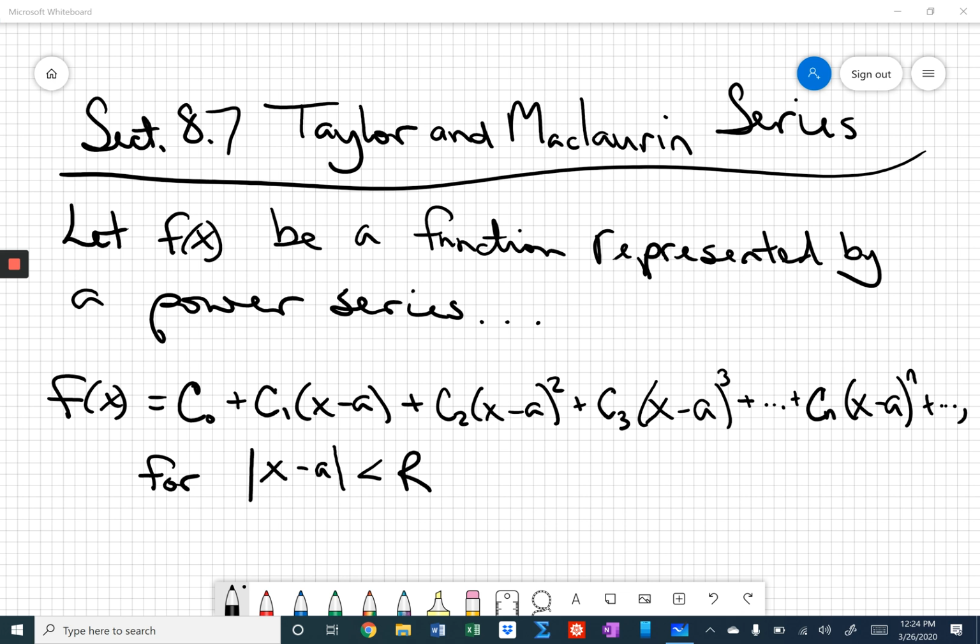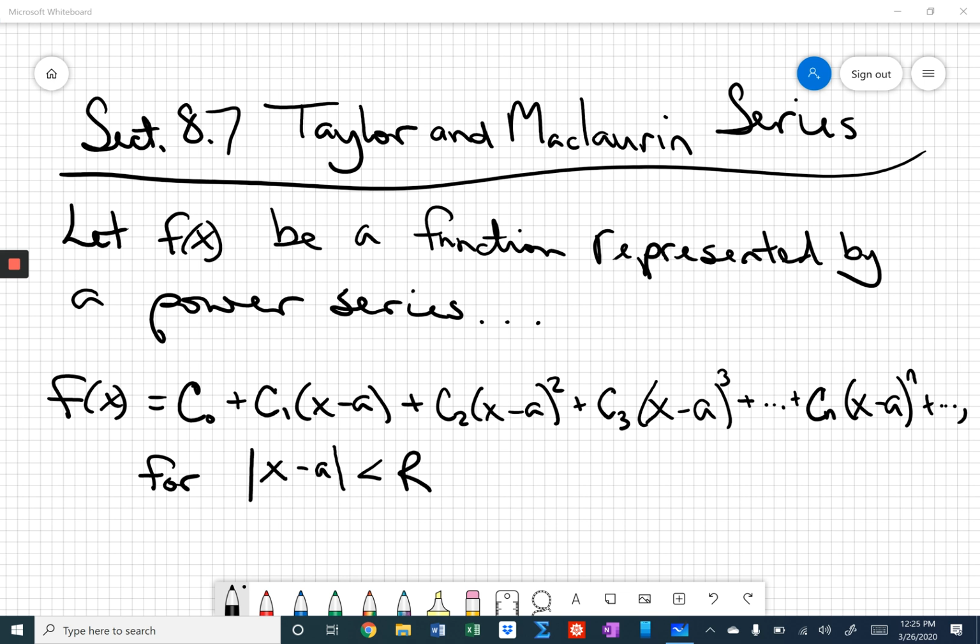Now, let me be clear from the start. Taylor and Maclaurin series are power series, but they have these special names based on just some mathematicians in the history of mathematics. And Taylor and Maclaurin series themselves are related to each other in a certain way, which we'll get to later in this section. So we're just dealing with power series, and we're looking for a general method for generating power series for other functions. So let's start by letting f of x be a function represented by a power series.